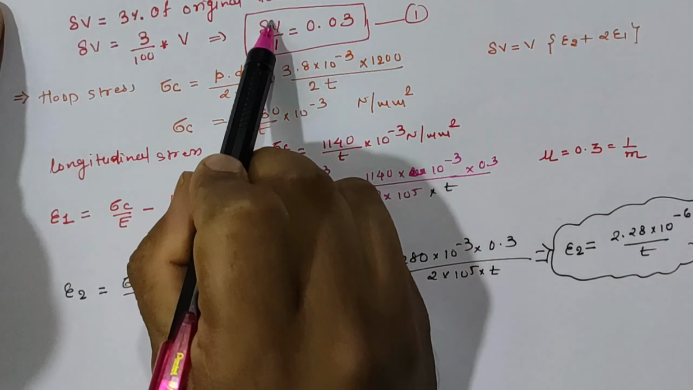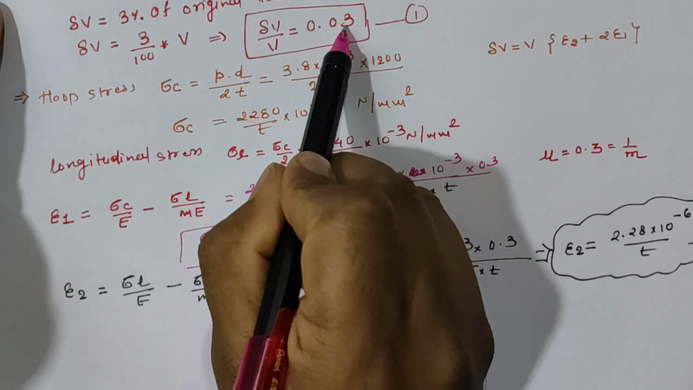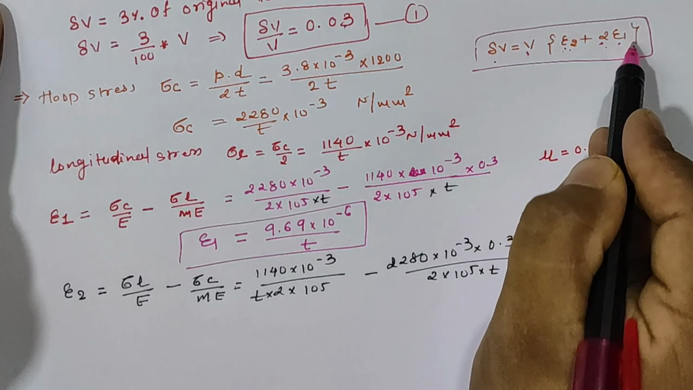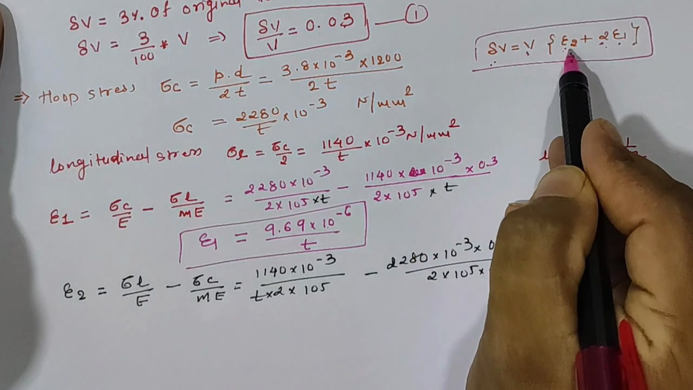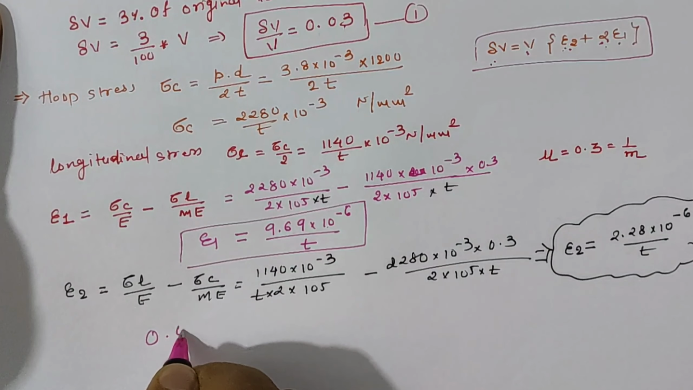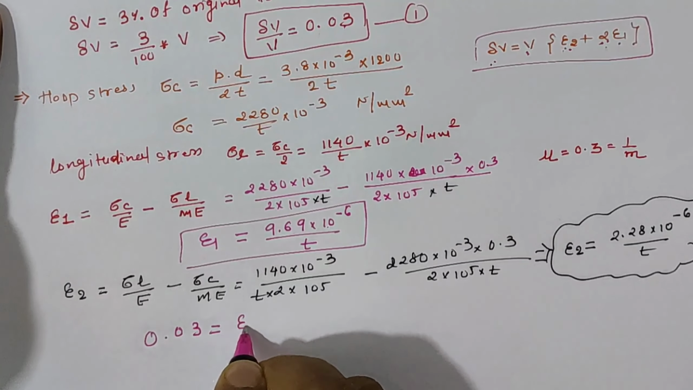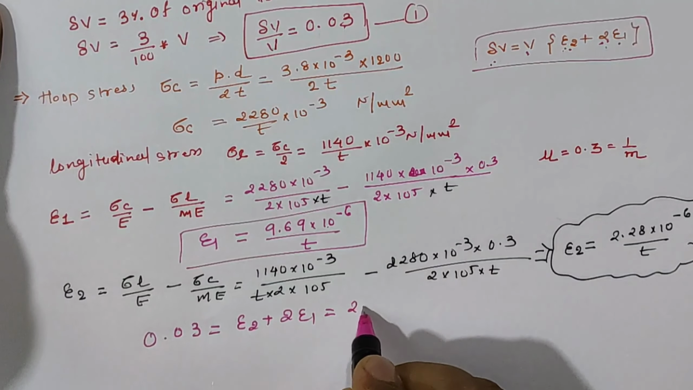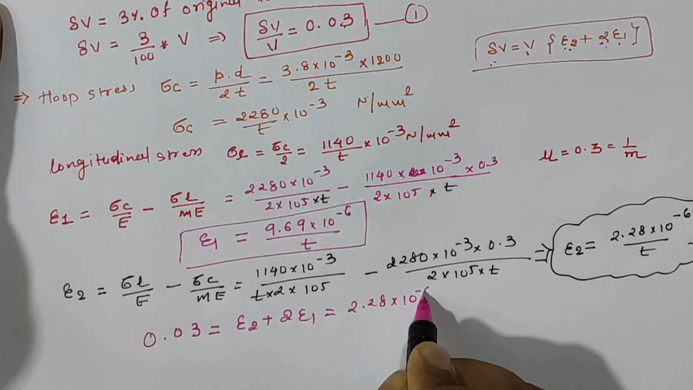Now, according to the relation del V by V is equal to 0.03, and we take del V equal to V into E2 plus twice E1, then del V by V is equal to E2 plus twice E1. Hence, we can take 0.03 as E2 plus twice E1, where the E2 value is 2.28 into 10 raised to minus 6 by t, plus twice the E1 value as 9.69 into 10 raised to minus 6 by t.